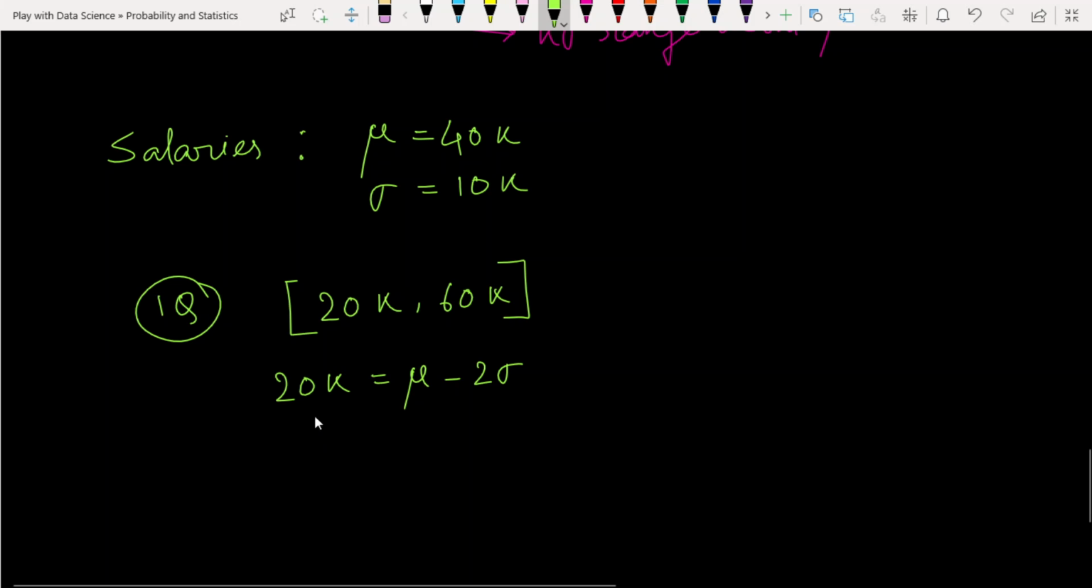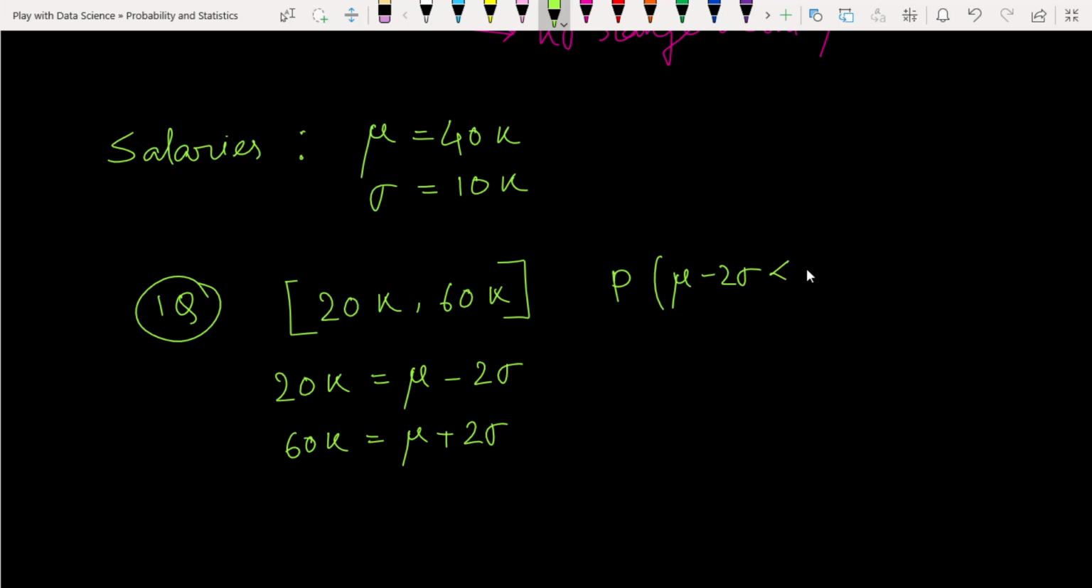And the 60k means what? 60k means mu plus 2 sigma. So in the range of mu plus 2 sigma and mu minus 2 sigma, how much probability do we have? Here, in the range mu minus 2 sigma less than x less than mu plus 2 sigma, what is k?